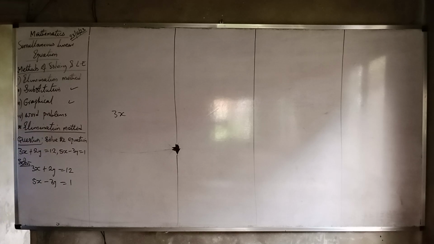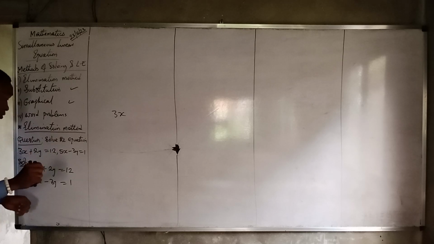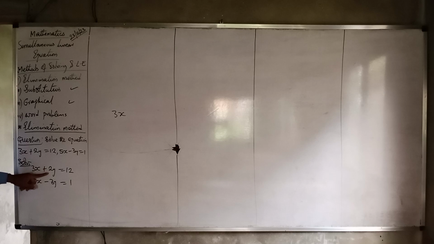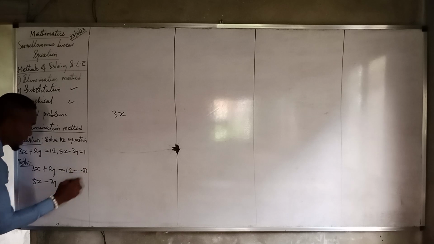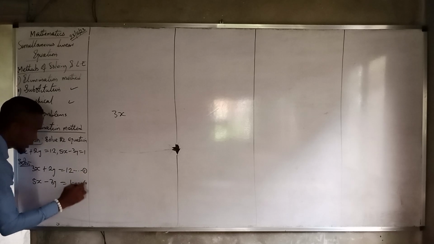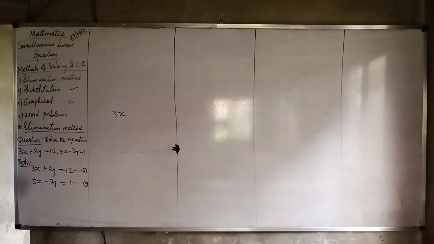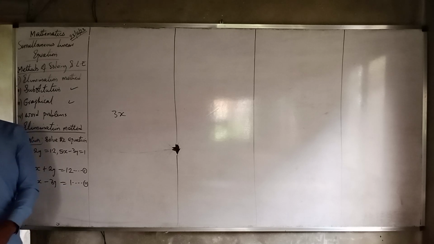How do you use the elimination method? Let's label this as equation 1 and this as equation 2. For you to eliminate any of the unknowns, I can decide to eliminate x or y, any one of my choice.